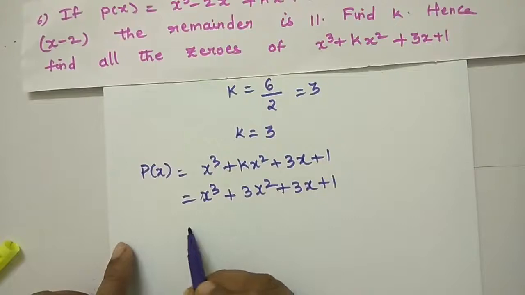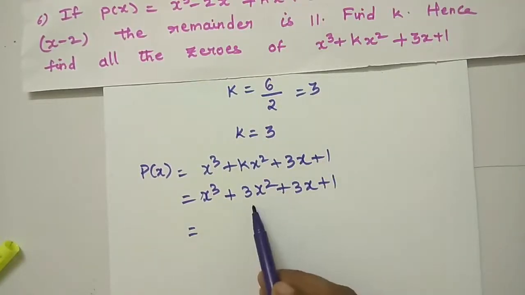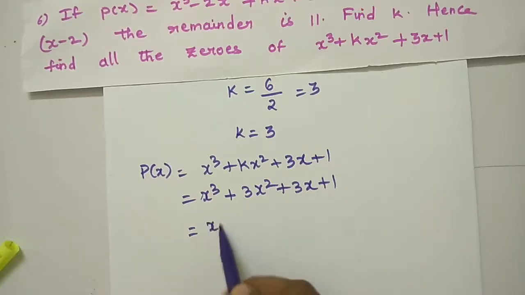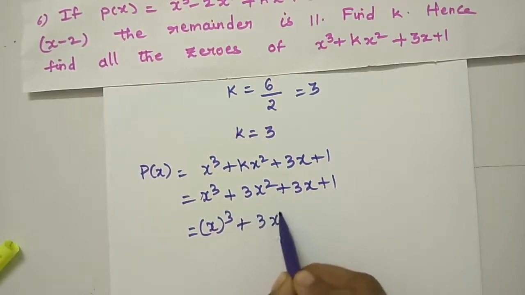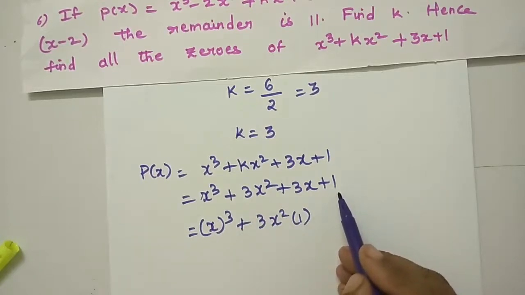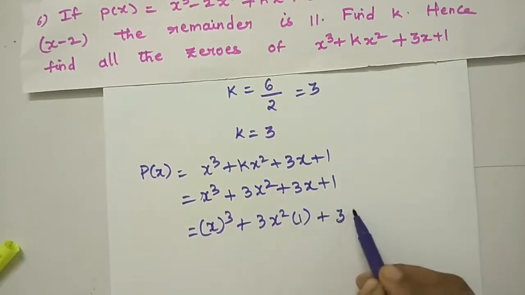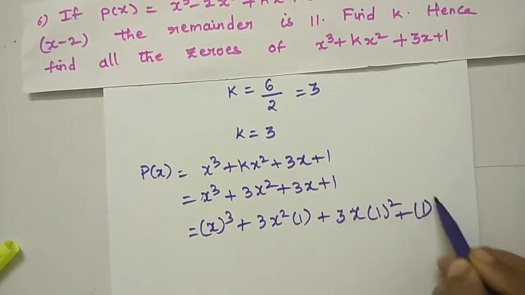Okay. Now if you observe, it is of the form x cube plus 3x square plus 3x plus 1. So this x cube can be written as x whole cube, is it not? Plus 3 into x square into 1, because 1 cube is 1. So we can write this 3 into x square into 1, is it not? Then 3 into x into 1 whole square. 1 whole square is nothing but 1. So 1 can be written as 1 whole cube.